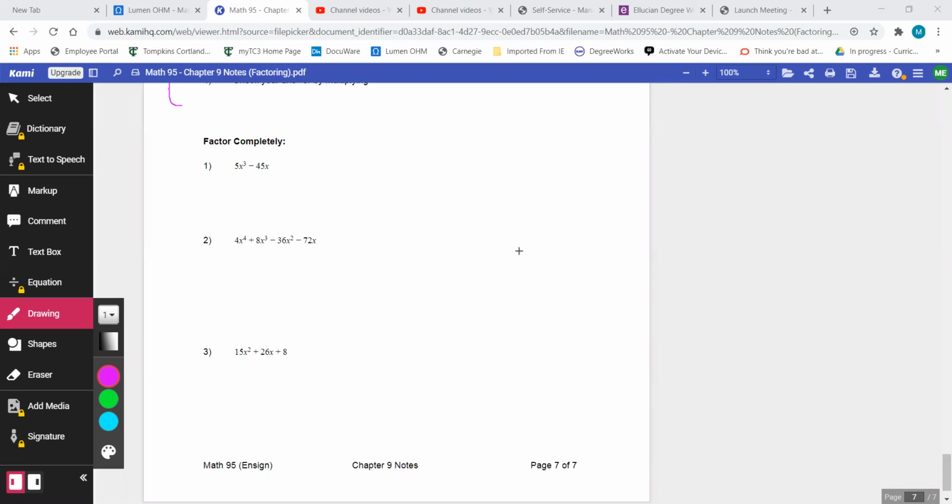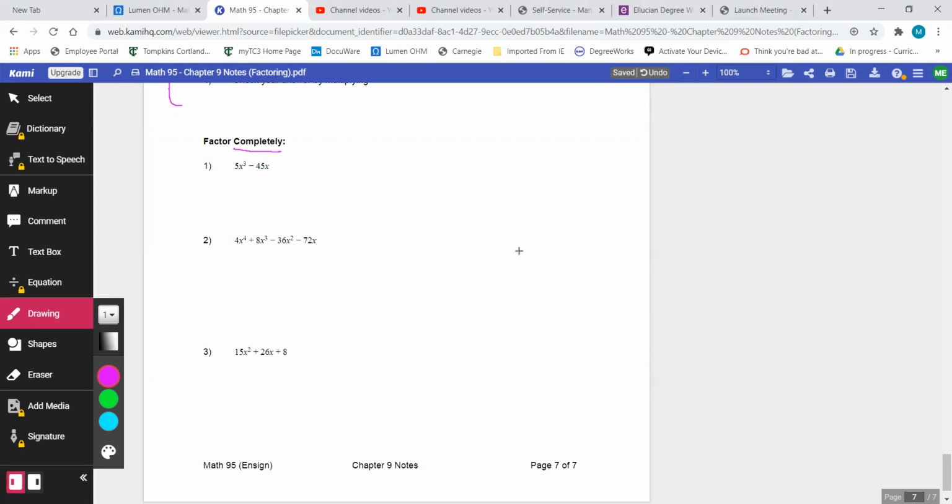So when you see the words "factor completely," often that is a little clue that there might be more than one step. We want to factor not just the first step, but all the way until there's no more chance to factor anything else. All right, so we have these two terms here, and we want to remember those steps that we had up above.